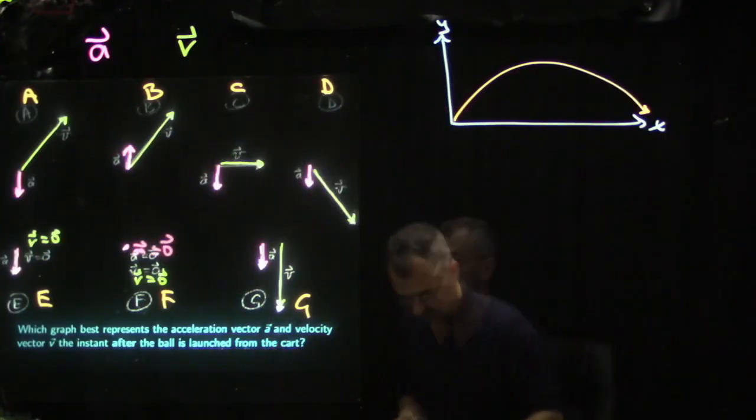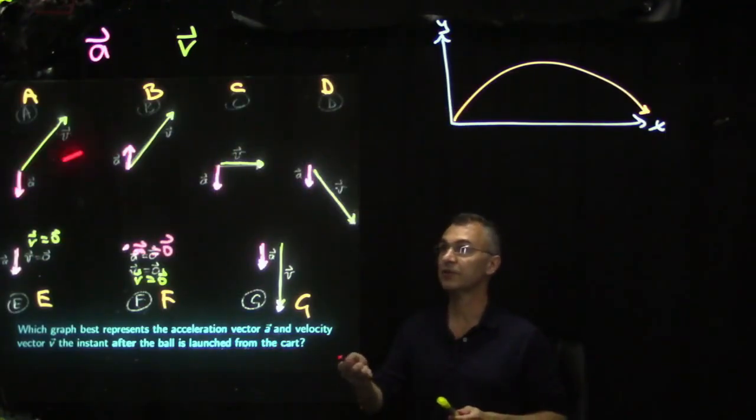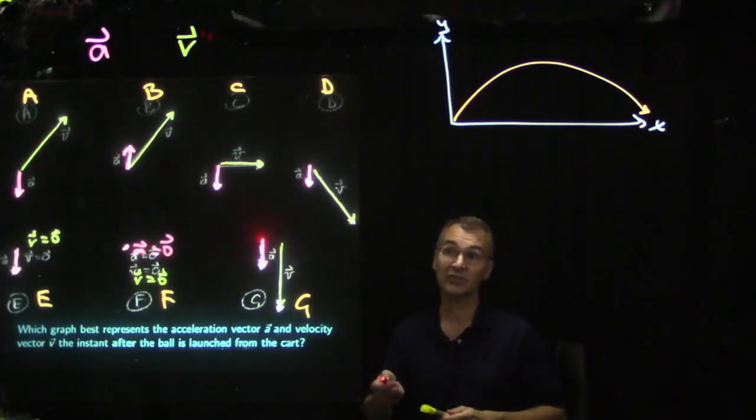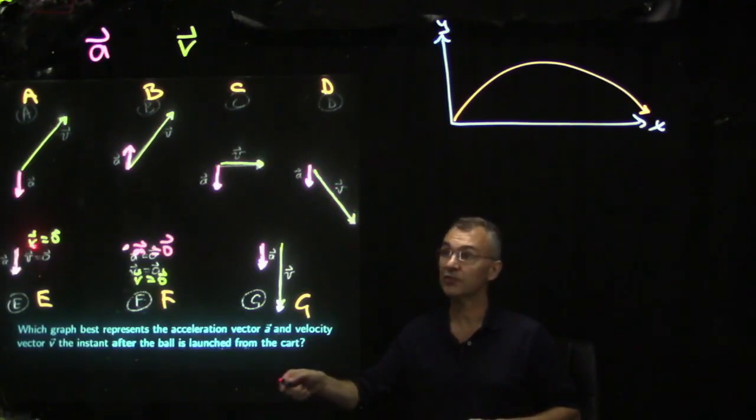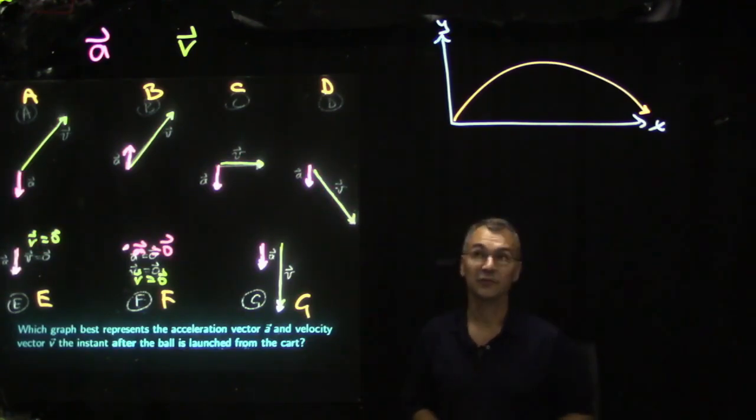Let's look at our possibilities. So we could have an acceleration downward, an acceleration upward, an acceleration downward, acceleration downward, acceleration downward, 0 acceleration, acceleration downward, and then velocity up and to the right, or velocity just to the right, or velocity down and to the right, or velocity 0, or velocity straight down. Which one of these do you like?